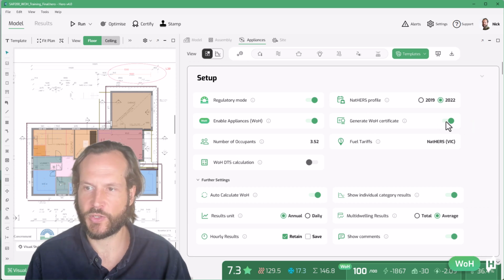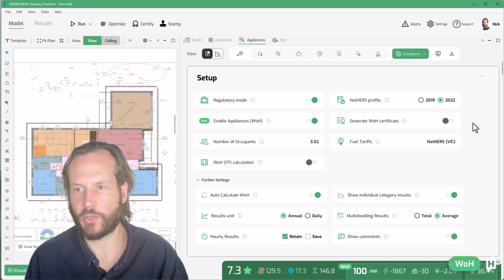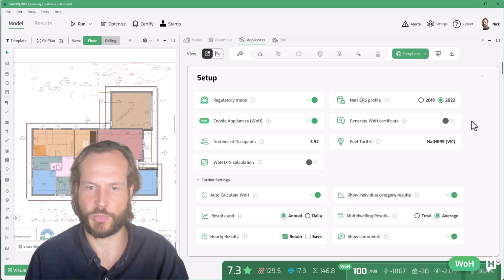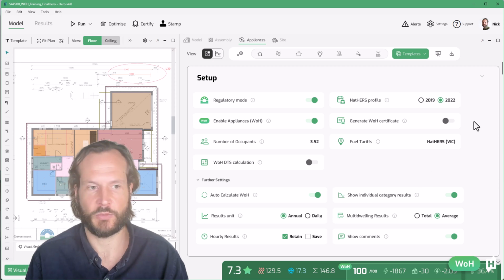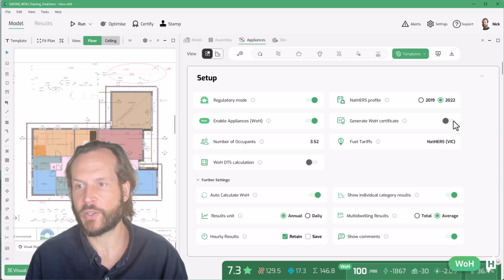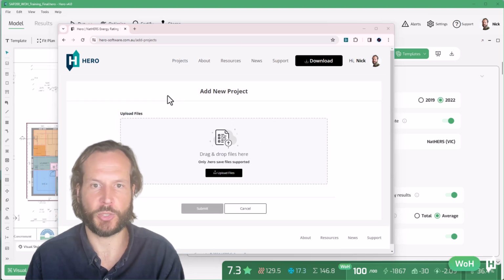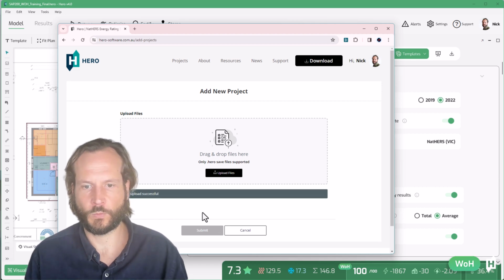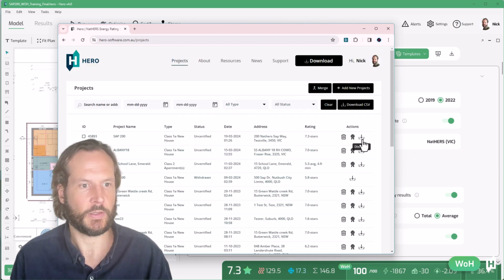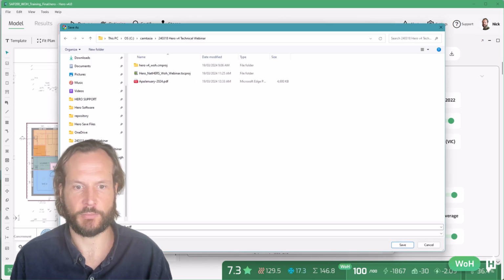If you'd like to produce a thermal fabric only certificate, you can turn this setting off, and when you upload the project to the Hero portal, you'll just produce a thermal fabric only certificate, like what users have been doing in version 3.1 for a while. If this setting is on though, when we upload this file to the Hero web portal, we can download the draft certificate.